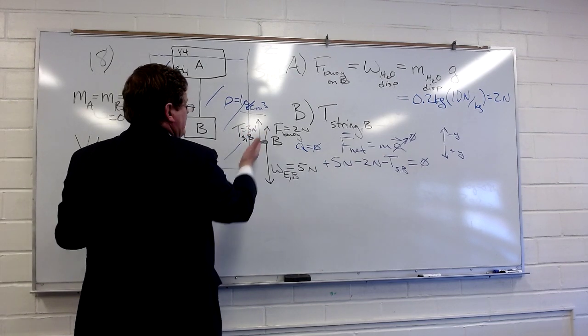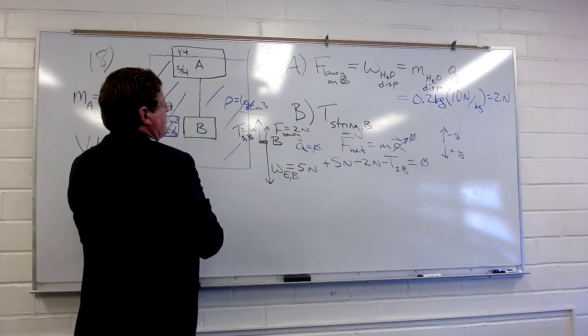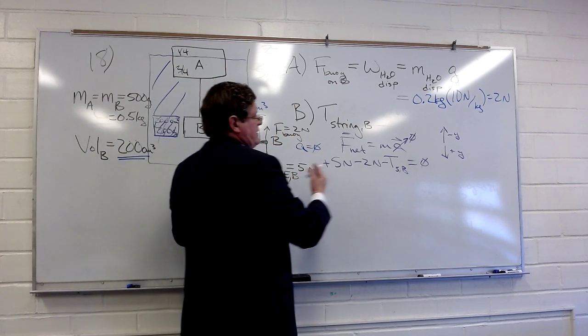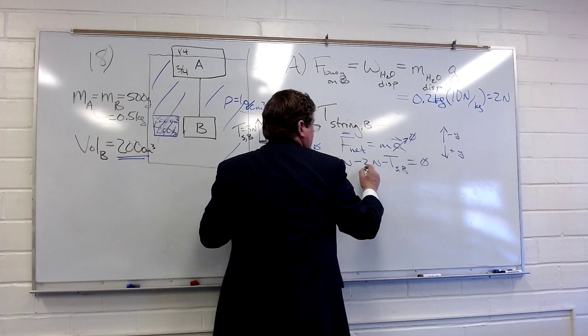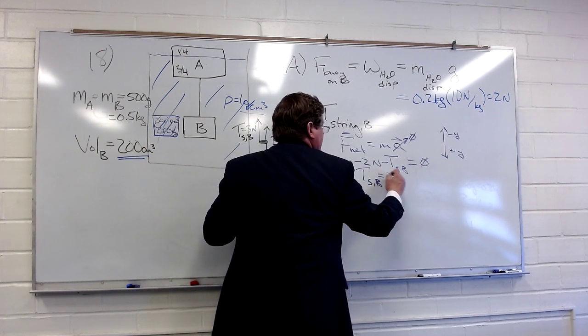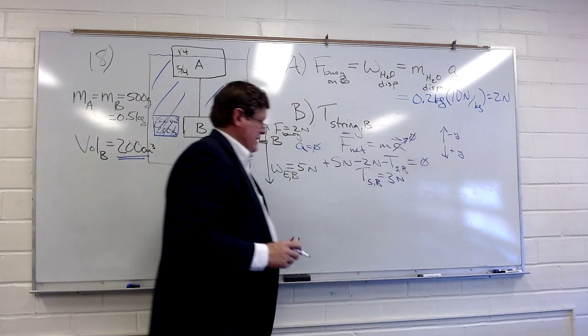Well, you knew that. I mean, I got 5 down, I got to have 5 up. There's 2 of it, that's got to be the other 3. So if I just use Newton's second law, I get the answer that screams to me anyway, that I've got a tension of 3 newtons in that string.